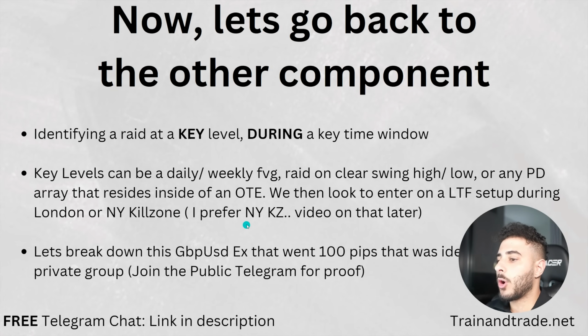I'll probably make a video on why I think New York is a little bit better of a kill zone relative to London. Now, I'm going to break down this GU example that went 100 pips, that was identified in the private group. And then again, you guys can go ahead and check the public Telegram for those receipts. But again, it's all about liquidity being engineered on the lower time frame, and it's all about the time that price hits specific levels and being at a key level. When we combine those two components, your liquidity pool setups will have a way better chance of working.